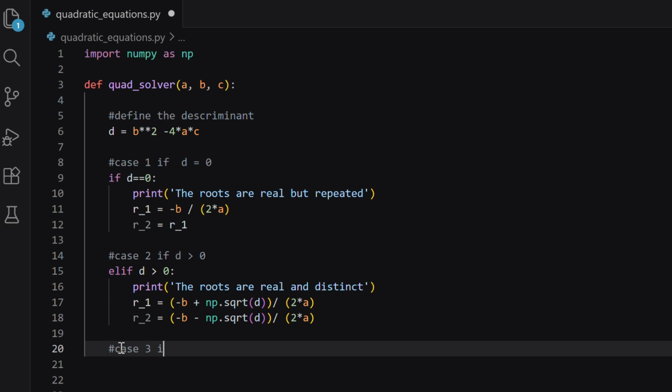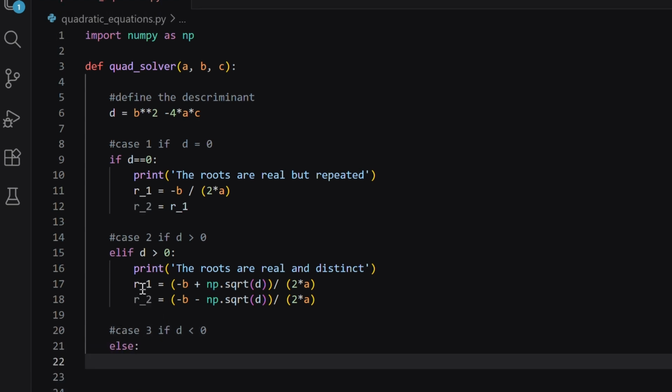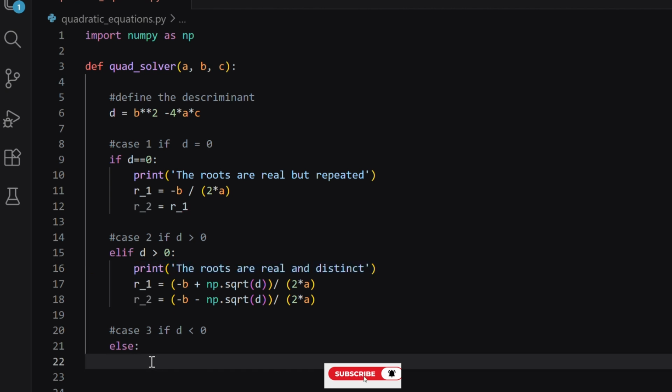For case 3, we have if d is less than 0. That's when we have the complex roots. So we are going to use an else statement here. So if d is negative, then you're going to print complex roots. So you copy this, then you just have to paste it.